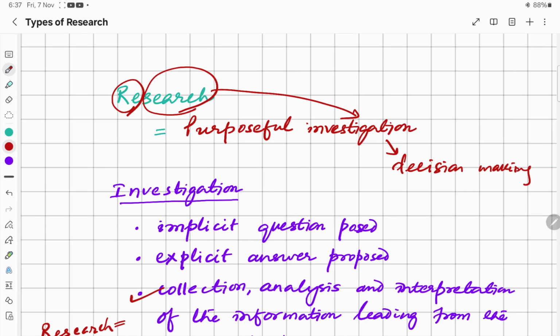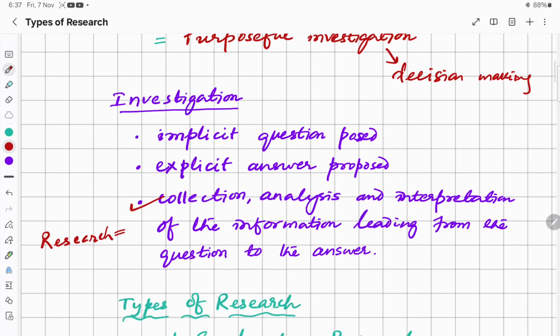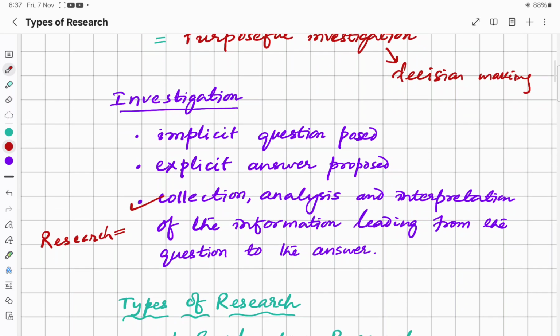So what is this investigation all about? There are three parts. The first part is the implicit question posed, the question which is not clear, and the explicit answer proposed, a clear-cut answer. And the third part is the collection, analysis and interpretation of the information leading from the implicit question to the explicit answer. And this part is called the research.